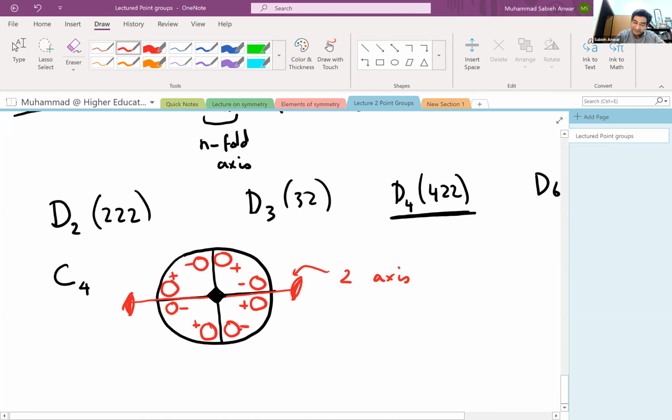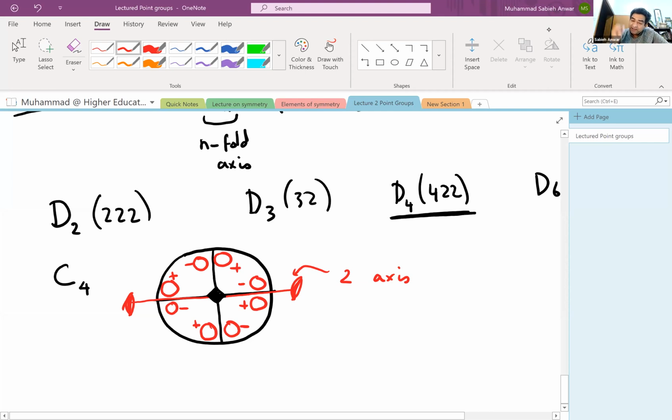They will not stay in the same plane. No, they're not mirror images. This is not a mirror plane. Something that is above, you rotate it by 180 degrees, it goes down. I hope you're looking at my screen. Yes sir, I understand. Okay.